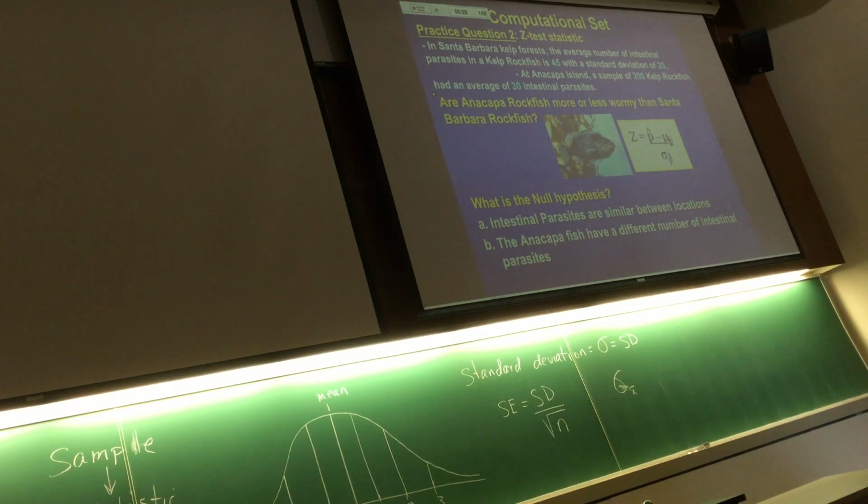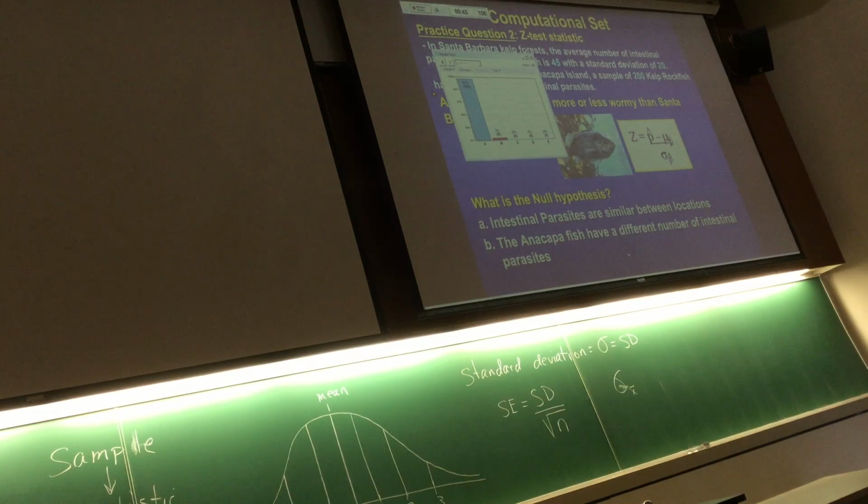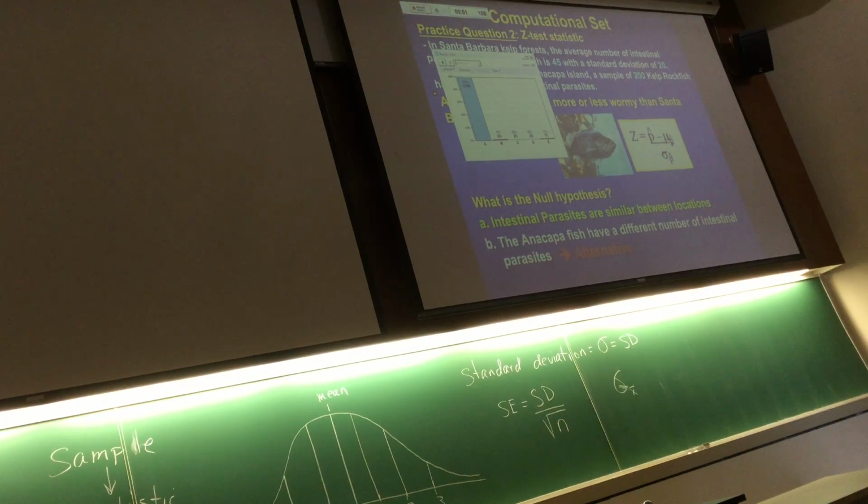So you notice this one is worded a little differently, but it's still the same point that you're making here. All right, good. So most folks picked A. So the null hypothesis is intestinal parasites are similar between locations. Does that make sense to everyone?